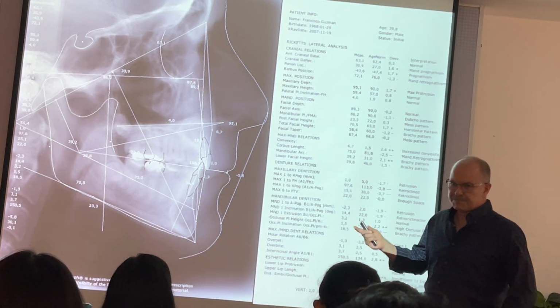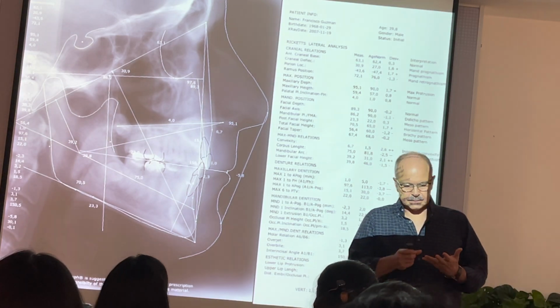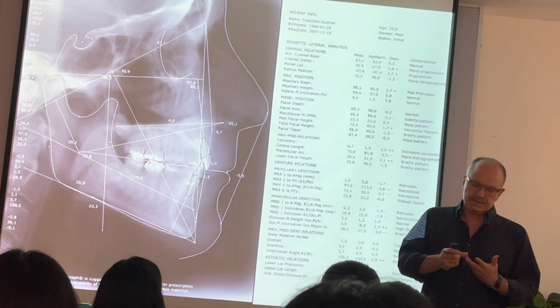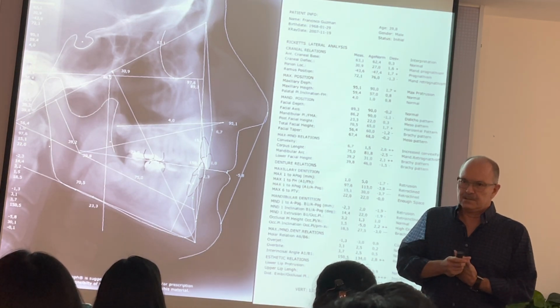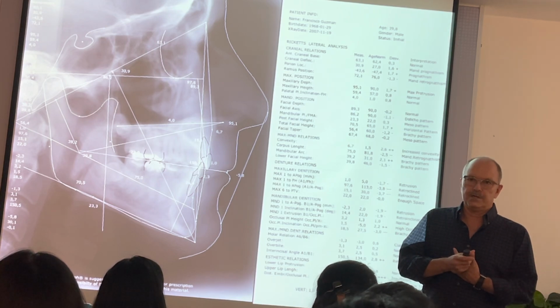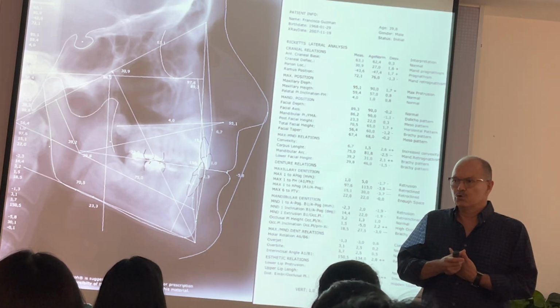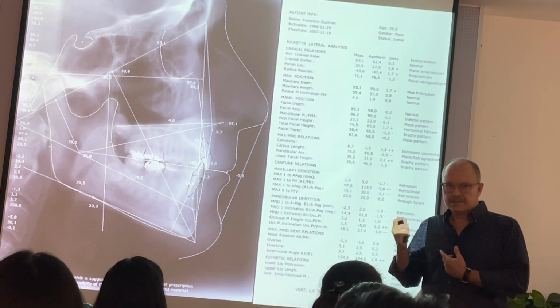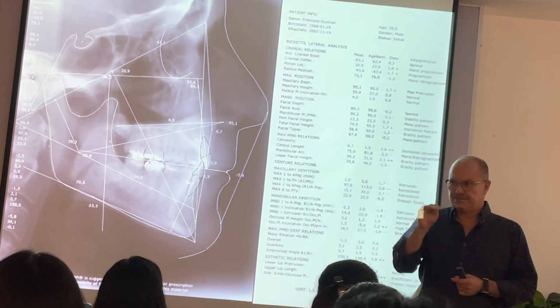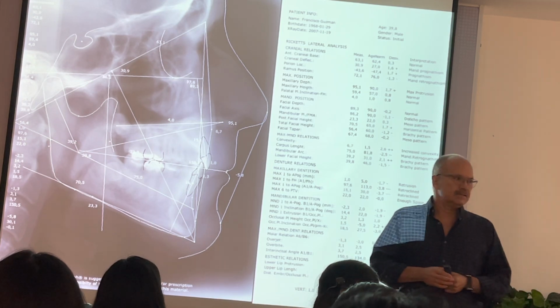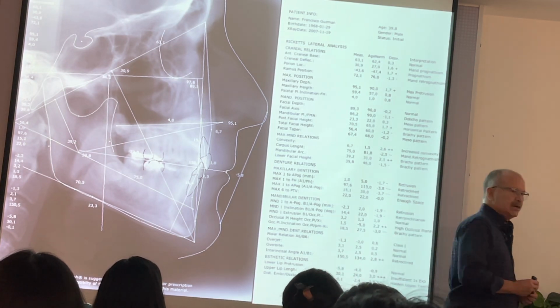Once we have seen clinical aspect, face, panoramic, cephalometrics, what do you think we can do to correct the deep bite, to correct the attrition of the teeth? What is the best way to treat this patient?